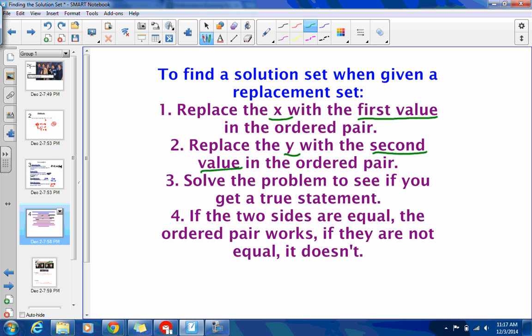Then, solve the problem to see if you get a true statement. If the two sides are equal, the ordered pair works. That means it's a true statement. If the two are not equal, it doesn't. So only the true statements are the ones that are going to make up the solution set.